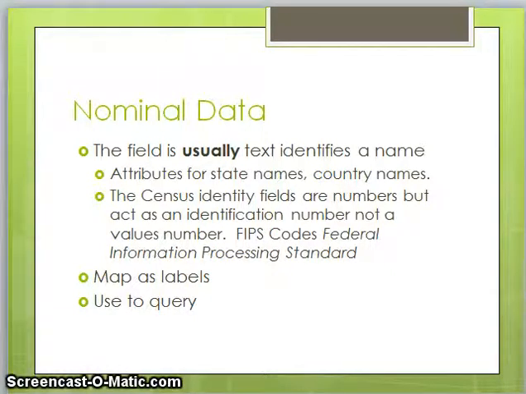Often these are numbers, but the way they align in ArcGIS will let you know that ArcGIS is seeing them as text, so you can't sum up the FIPS code numbers. You will get an error message with that. You can use them to map for labels. You can also use them as identifiers for querying information or querying data.